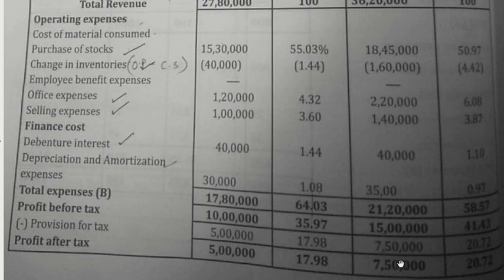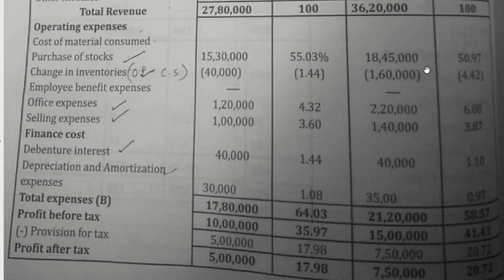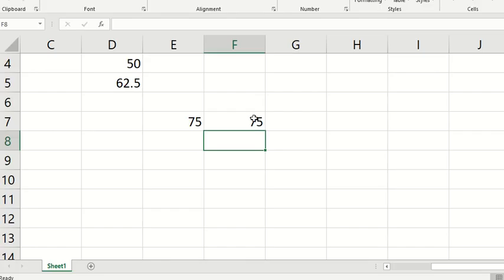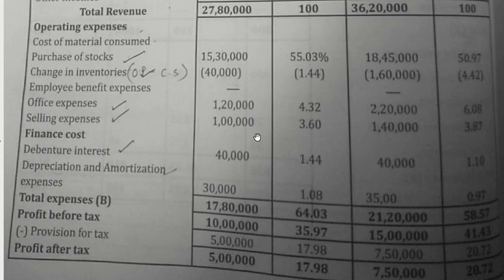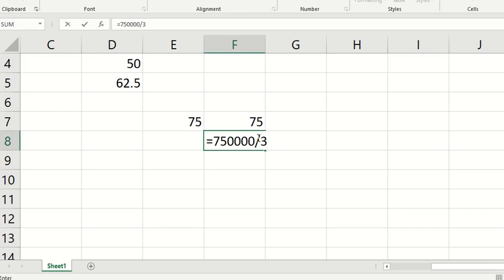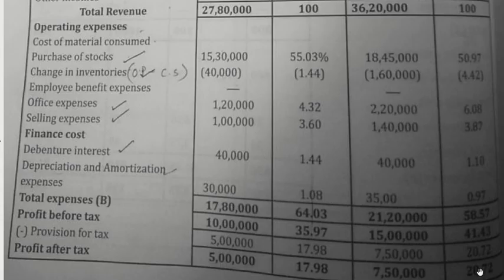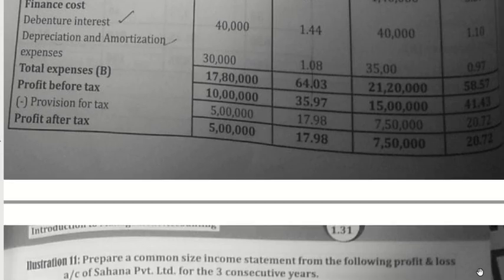Then 15 lakh minus 7 lakh 50,000, you get 7 lakh 50,000. 7 lakh 50,000 divided by 36 lakh 20,000 into 100, you get 20.71823, which is 20.72. You round it off.